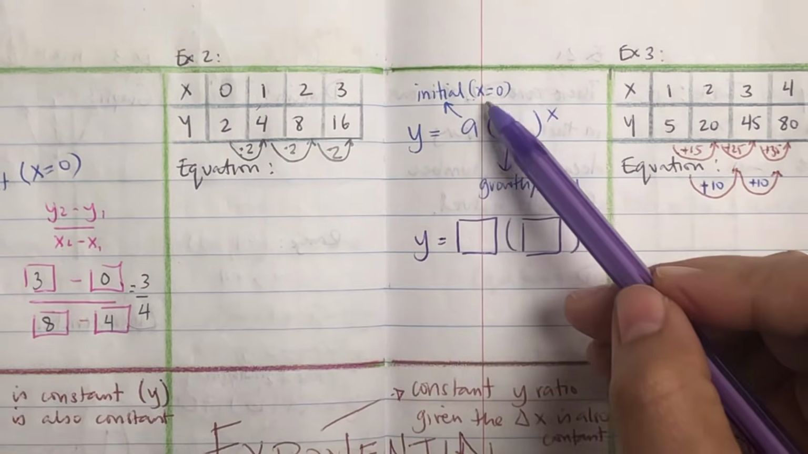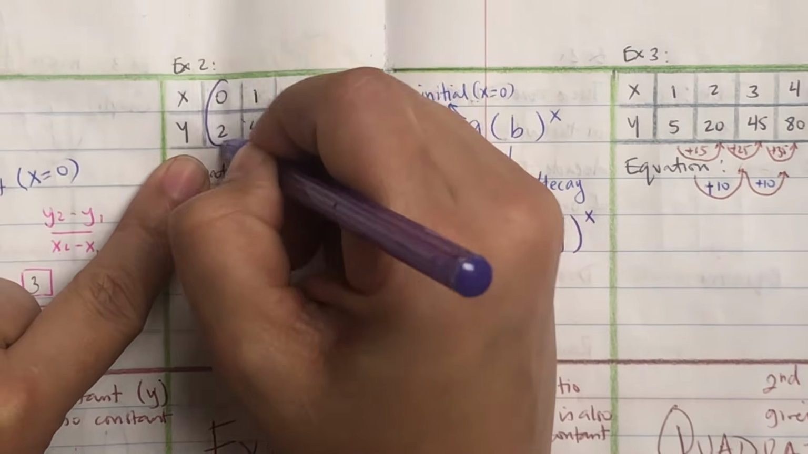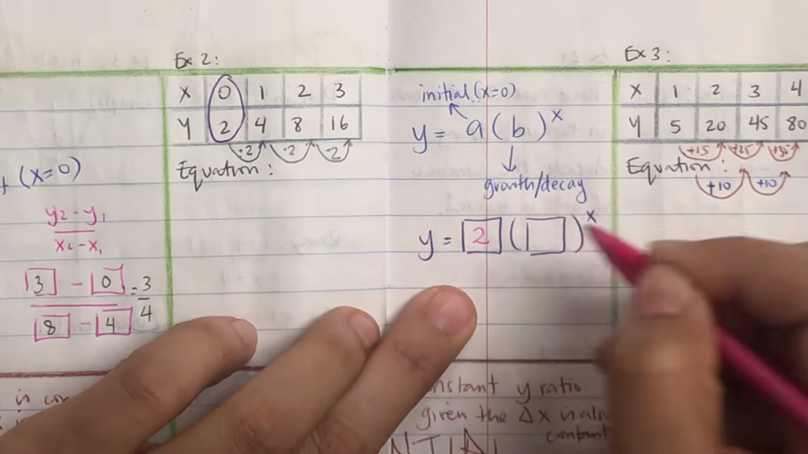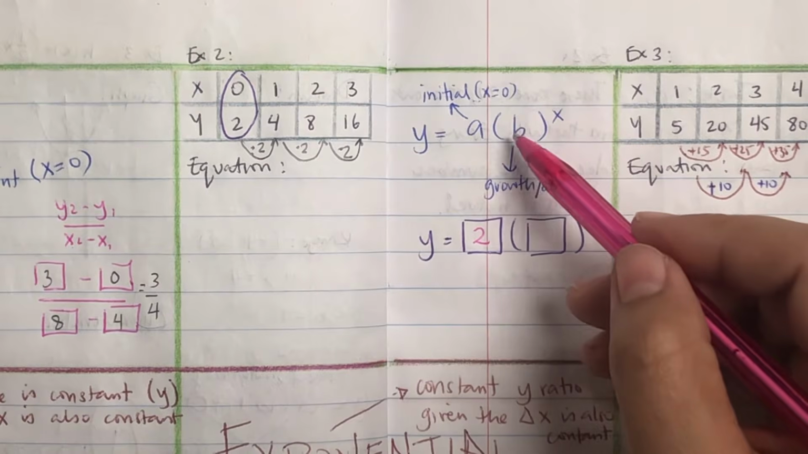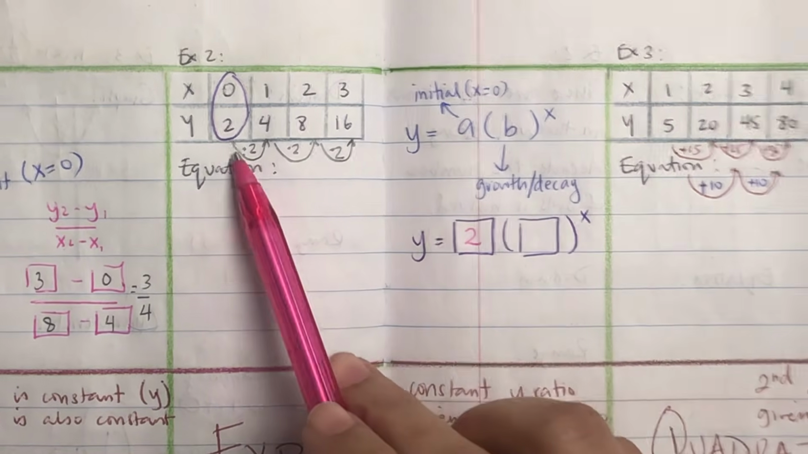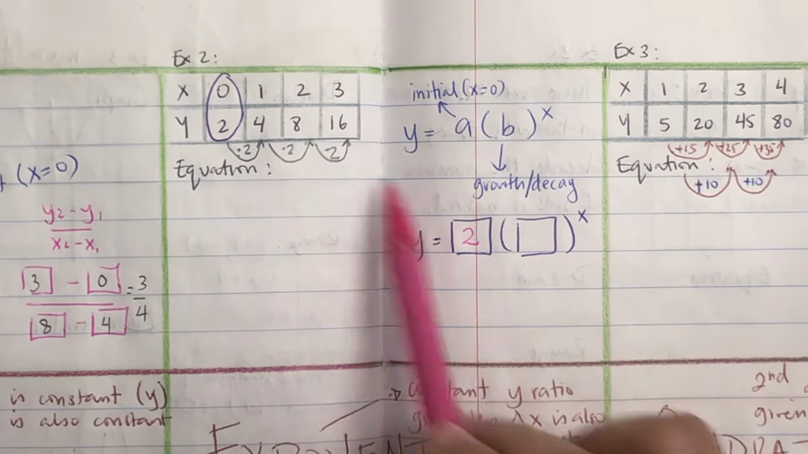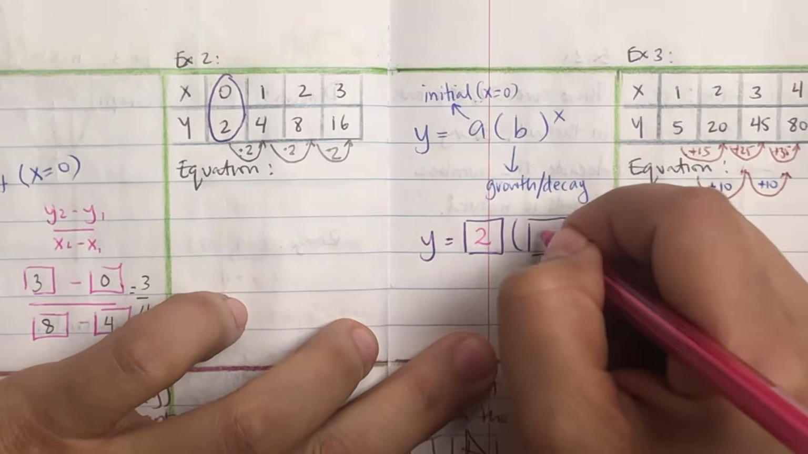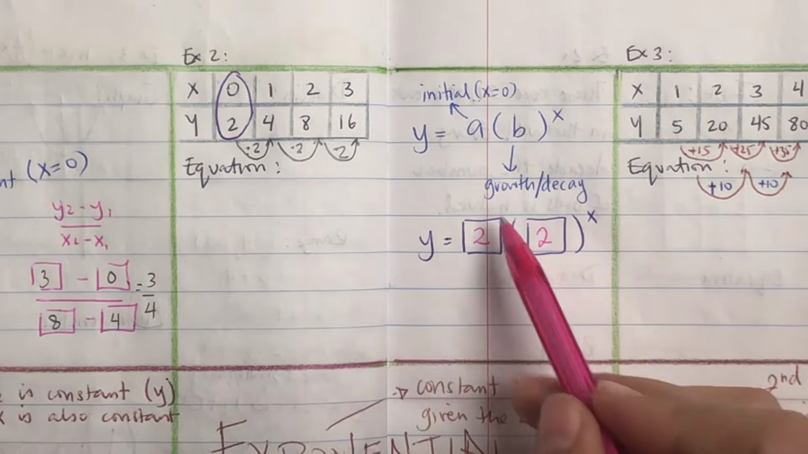All right, what's my initial when x is 0? Oh, look, that's already there. When x is 0, y is equal to 2. How about my growth and decay? How do I find that? Like, how do I find how it's growing? Well, how it's growing each time is what? Multiplying it by 2. So you're growing by 2. So this is going to be 2 because that's my growth. Okay, so it's actually growing by 2.